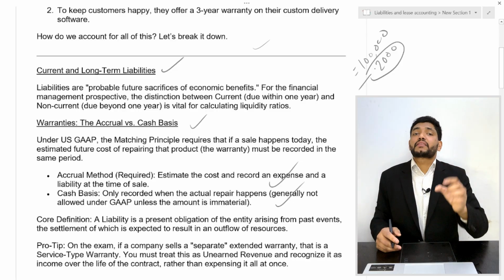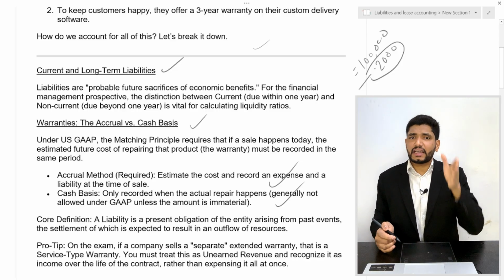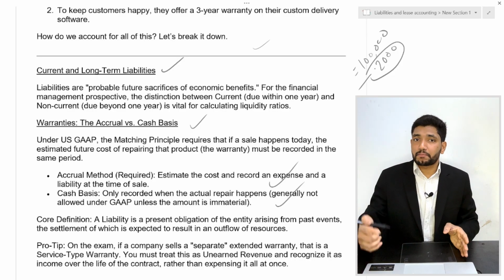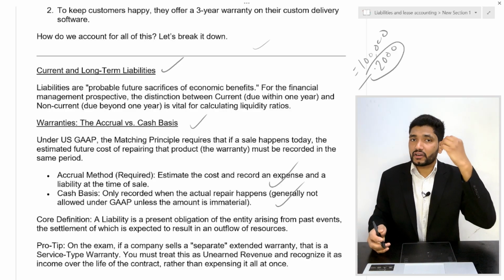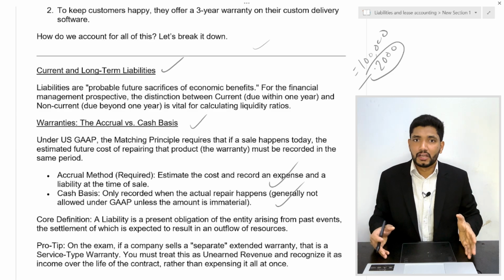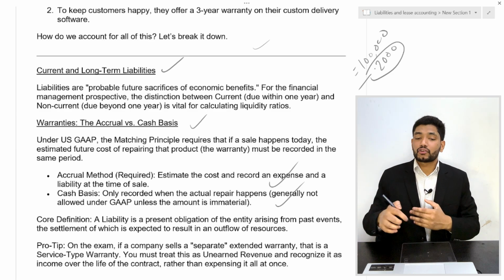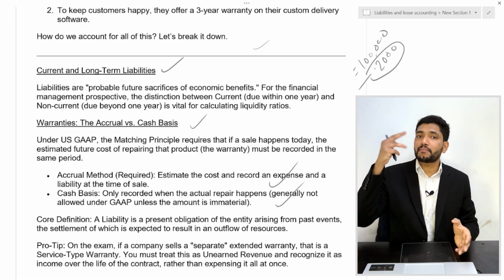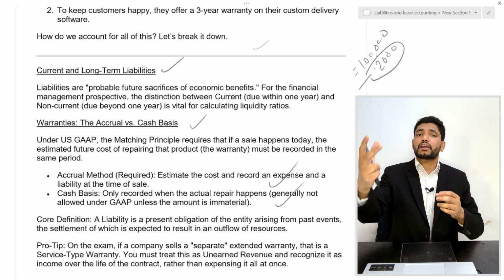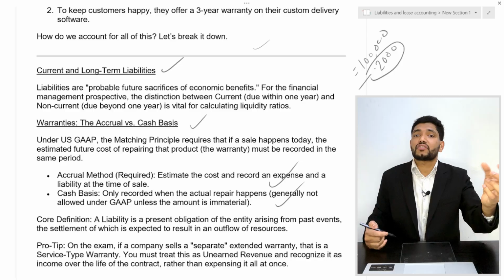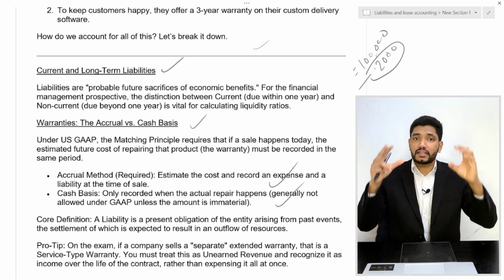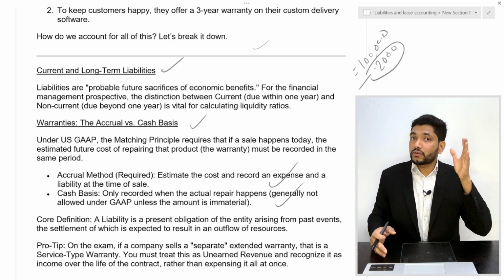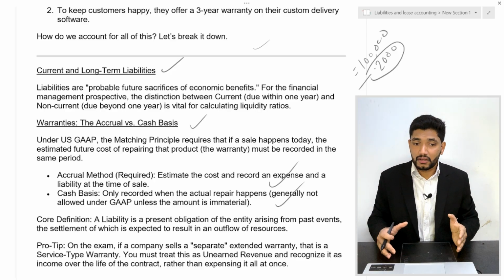So, this is the method that is allowed as per US GAAP, and the second method is cash basis. Cash basis means if the actual repairs or actual returns happen, only at that time you are recording the transaction. Normally, US GAAP does not allow following the cash basis; it should be accrual basis to comply with the matching principle. That means, once you record a revenue, you have to record the corresponding expenses related to that revenue in the same period, that is the matching principle. So, the accrual method is the only method US GAAP now allows to account for the warranty.